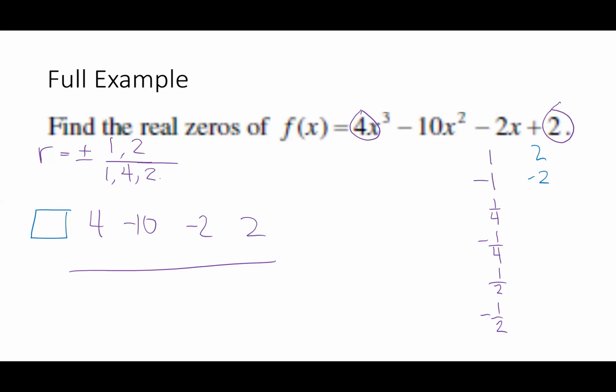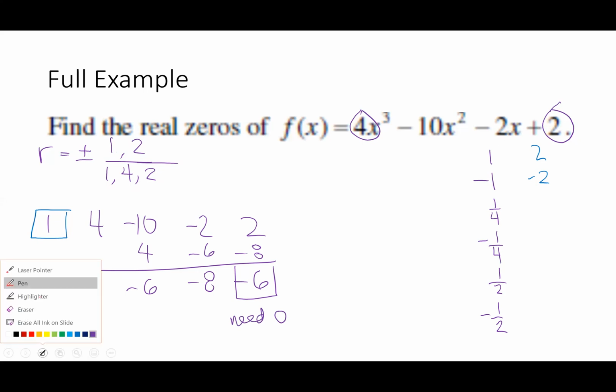So let's start with, I don't know, let's start with 1. Why not? So 4 times 1 is 4, negative 6, 6, negative 8, negative 8. Again, we wanted 0. So we need a 0 here. We get a negative 6. Well, all right. We tried. That's not going to work. Okay. So we tried that one.